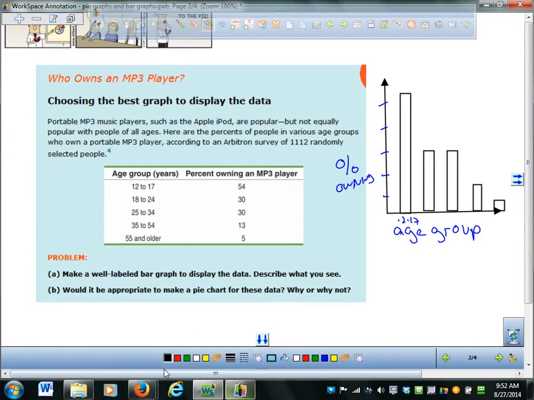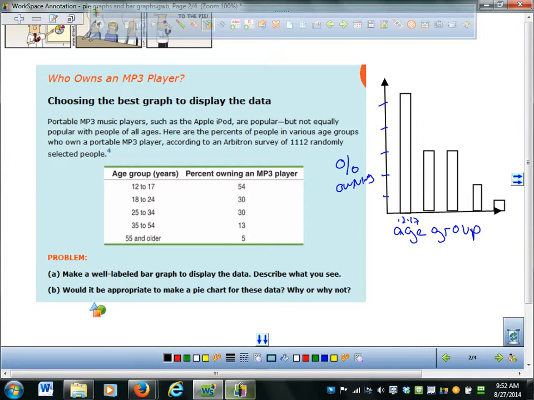So if you were selling MP3 players, what group do you think you would want to market to? The youngest guys, right? Okay, it's 12 to 17 years old. Except old people sometimes use them too.